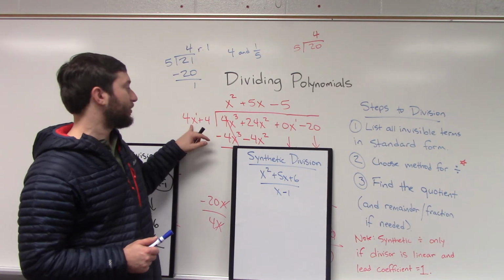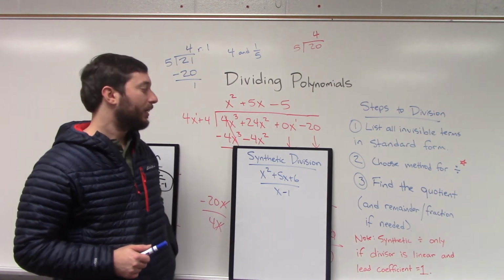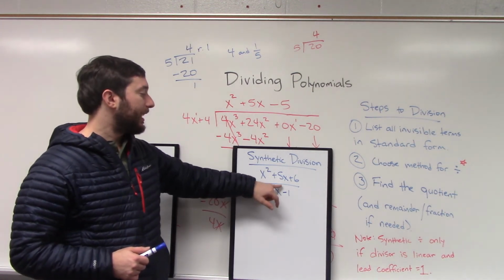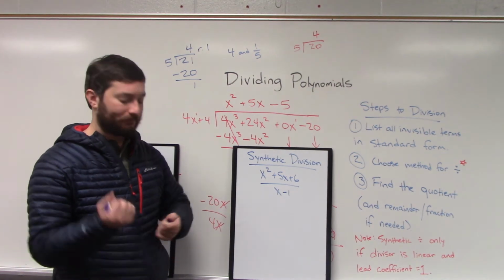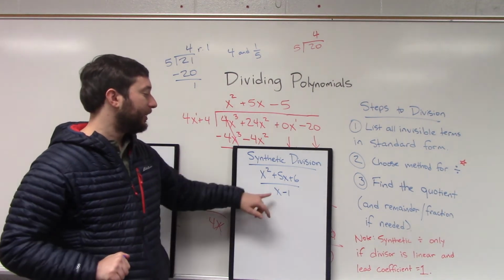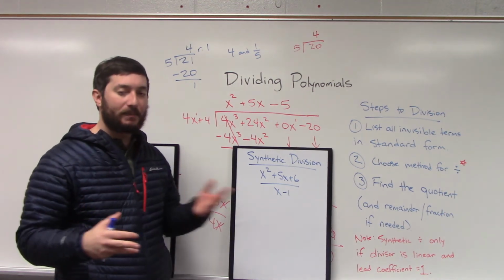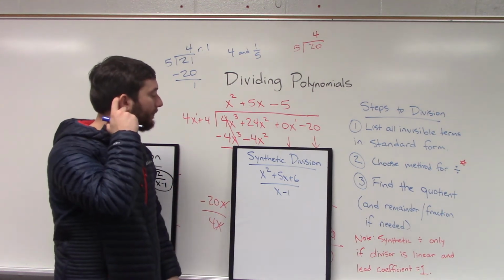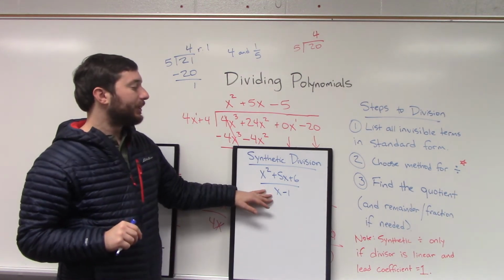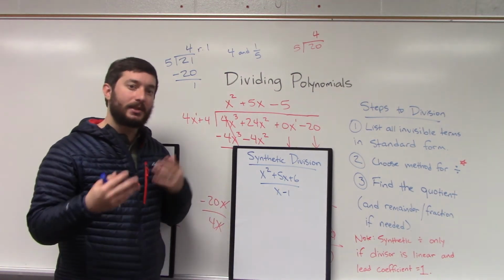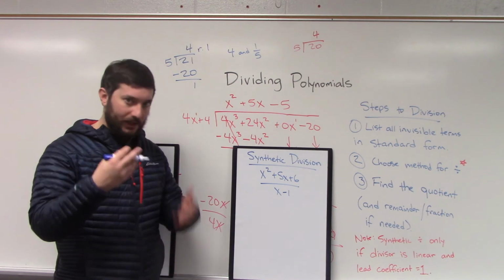If that was 4x squared, that wouldn't be a problem with long division. For synthetic division, make sure that the degree is an invisible 1, and that your lead coefficient is a positive 1. It just makes things more simple. If you can't have that happen, just use long division instead. So why would we want to use synthetic division? Well, because it turns out it's a little bit easier if you get used to the pattern that follows.